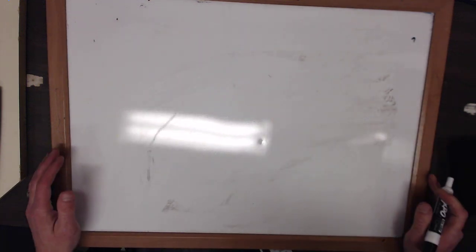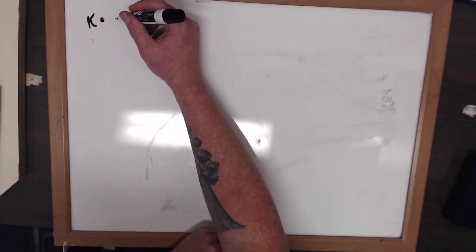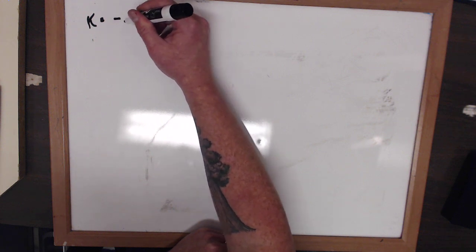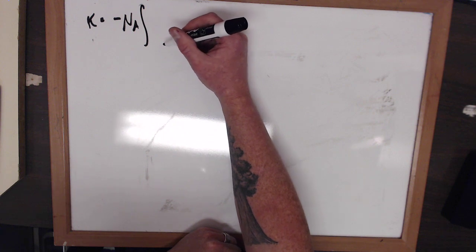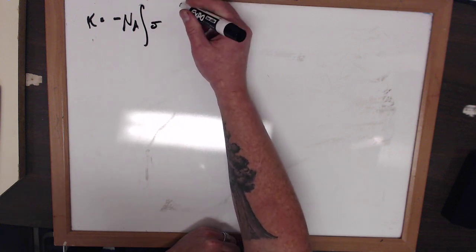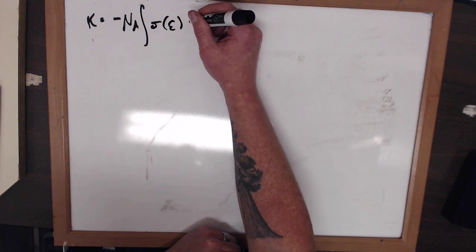Okay, so if we apply that integration, I'm just going to write down the result directly. And we note that our K is coming from, and I'm going to pull out some of the constants, Avogadro's number, for example, and integrating this thing over our limits that we imposed.